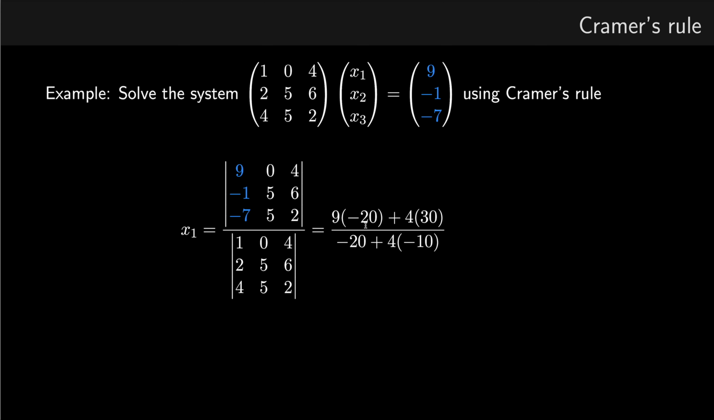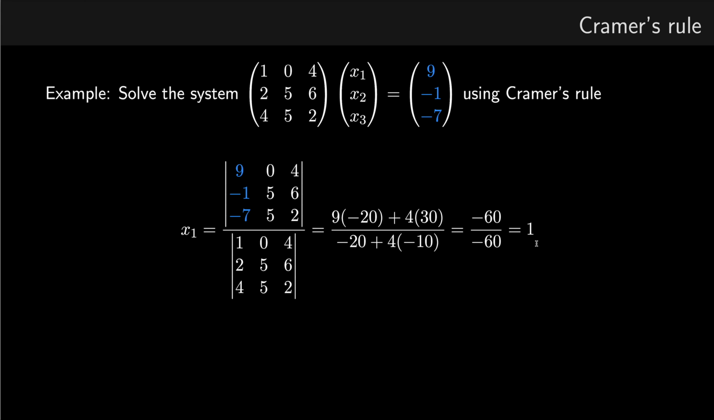So we compute these determinants. If you're unsure how to do this, there's a previous video in which I cover determinants. In this case we end up with minus 60 divided by minus 60, so the solution for x1 is 1.